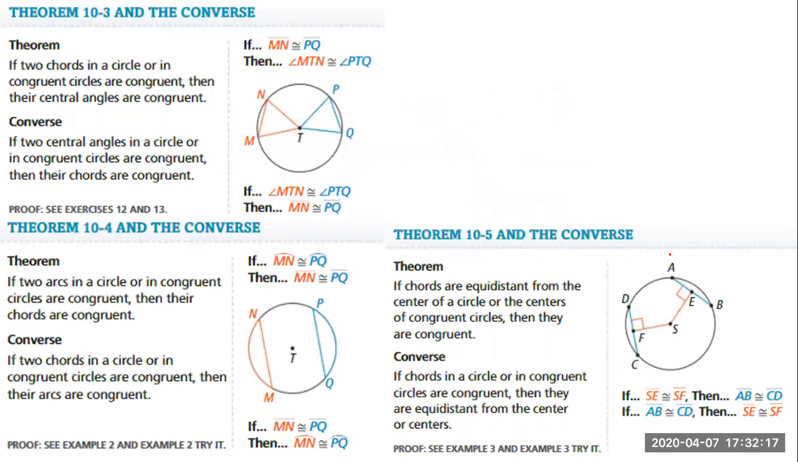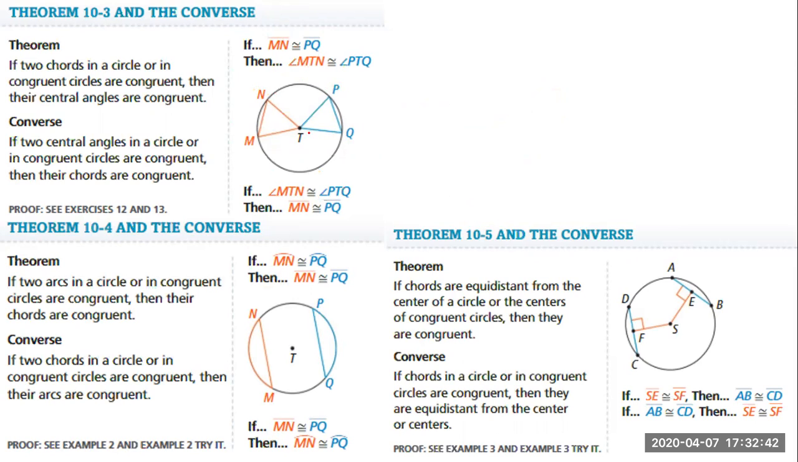Let's go to the next slide. So, lots of theorems. Like I said, there are lots of theorems in this section, and it's all about what parts are congruent when you have different chords in a circle. This theorem up top is basically going over a lot of the same ideas that we just mentioned. If two chords in a circle, or in congruent circles, are congruent, then their central angles are congruent.